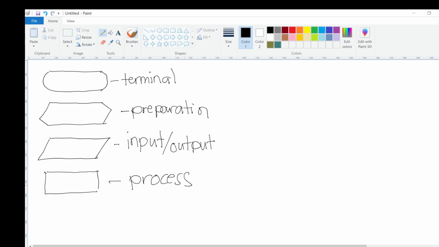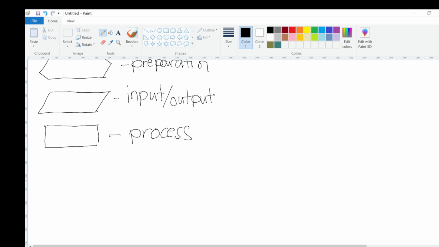This rectangle represents a process or shows a process. This represents a task or action that is being carried out. For example, if the program needs to add two numbers together, that action would be inside a rectangle. Let us think about it in real life.